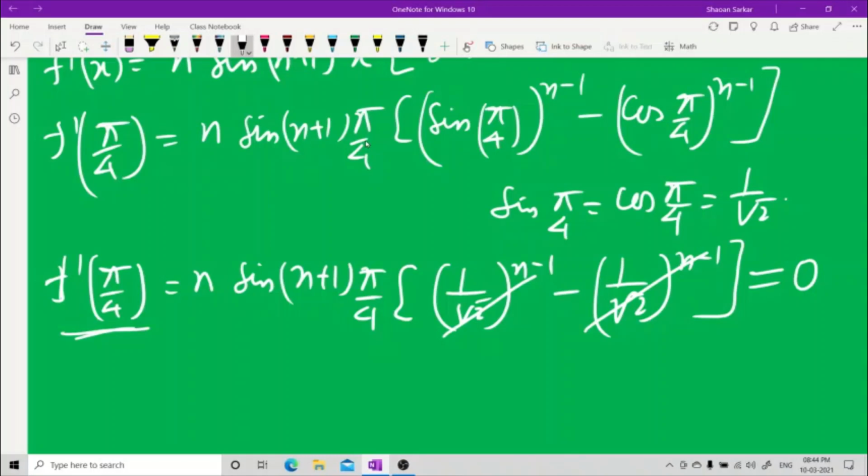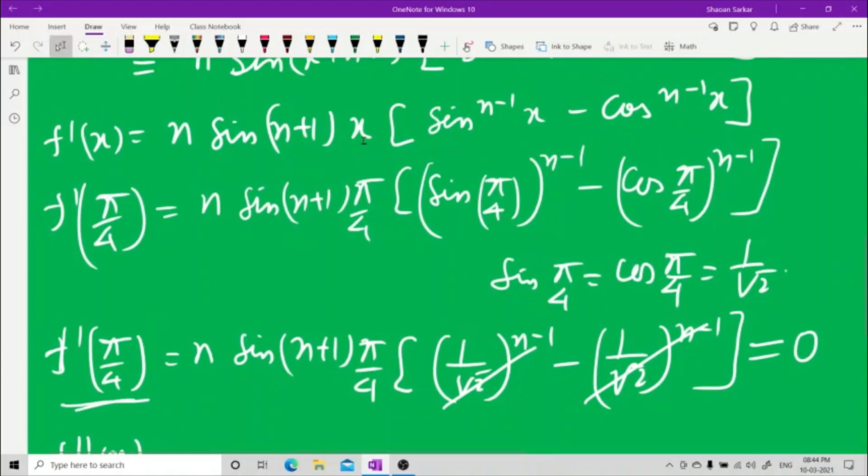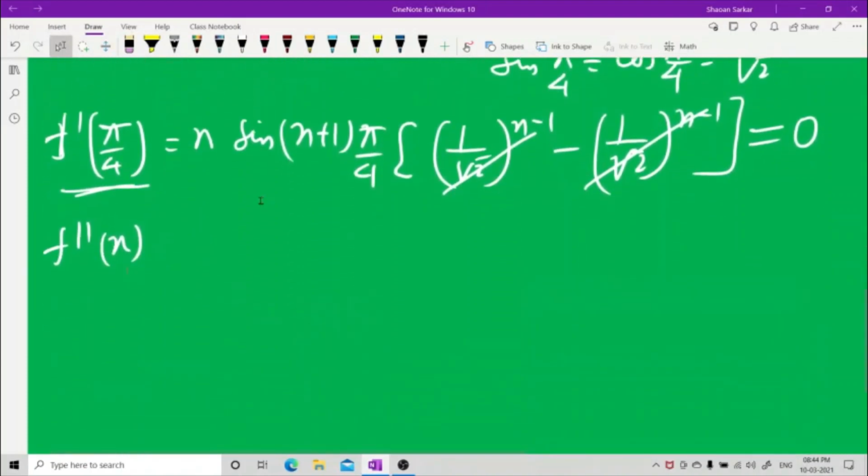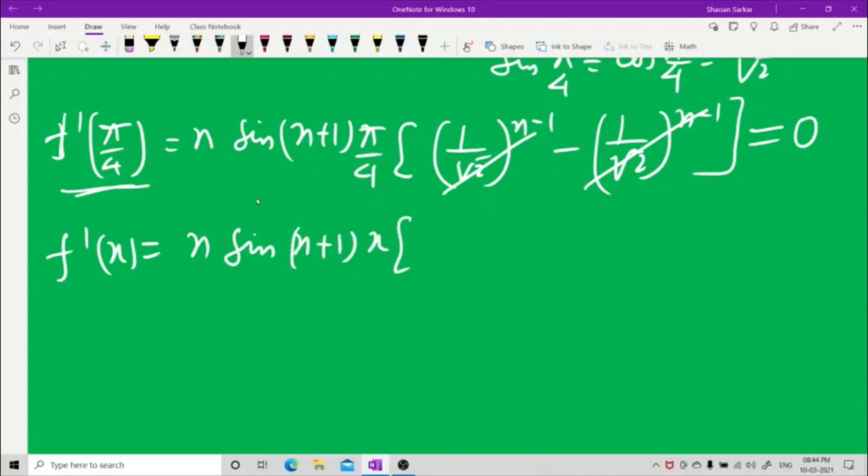Now let us find f double dash x. Let me write down f dash x again, that would be better. मुझे फिर से f dash x लिख लेता हूँ. f dash x is nothing but n sin((n plus 1)x) times the bracket sin to the power n minus 1 x minus cos to the power n minus 1 x.